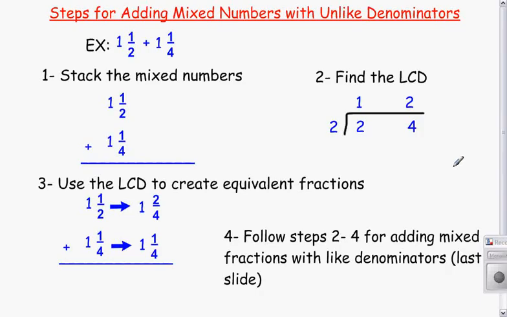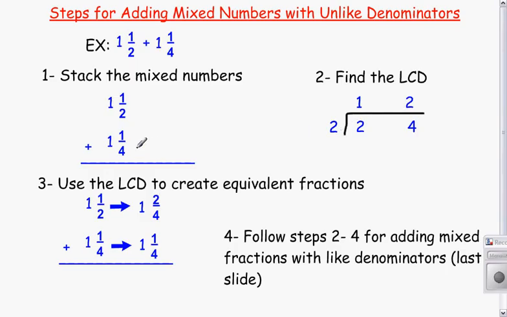Today we're going to be looking at the steps for adding mixed numbers with unlike denominators, when the denominators are different. An example here would be 1 and 1/2 plus 1 and 1/4. The denominators are different. Once again, just as if the denominators were the same, we're going to stack them. Once again, it lines up everything and it makes it easier to work with, and you'll see in step 3 why it's so important.